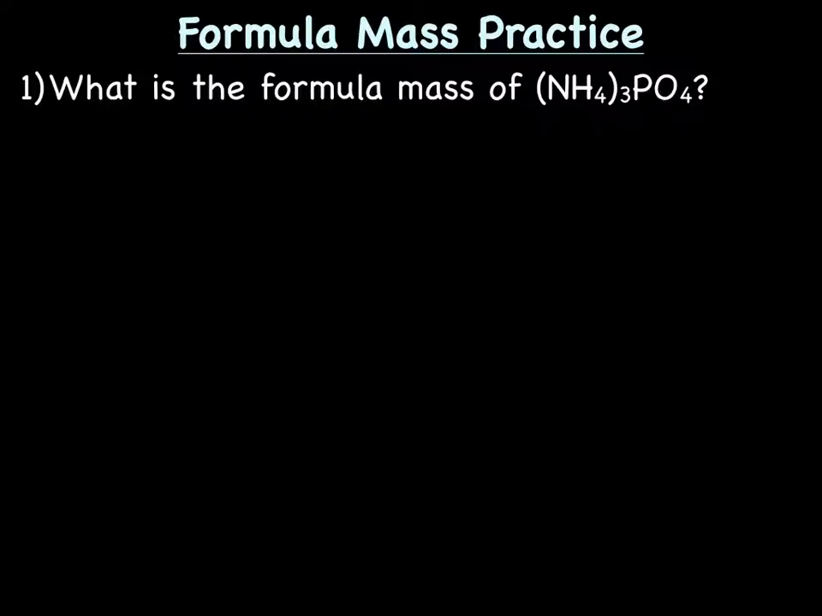Okay, so to figure out the formula mass of ammonium phosphate, we've got to figure out how many N's, how many H's, how many P's, and how many O's we have. We note that we have 3 ammoniums and 1 phosphate. So I'm going to take this 3 here and distribute it to the N and to the H. That's going to give me 3 times 1 for the N, a total of 3 N's. And 3 times 4 for the H's is going to give me a total of 12 H's.